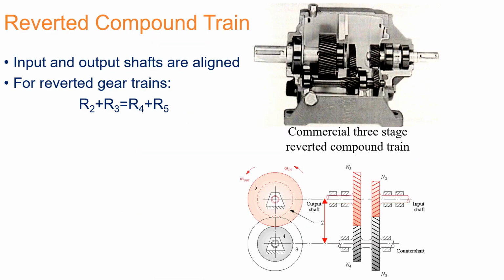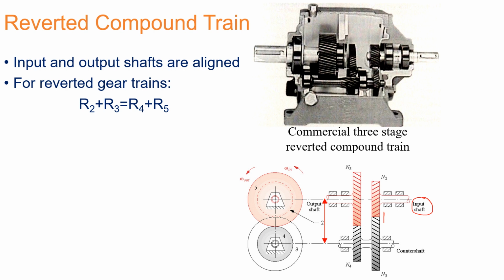Over here, you can see the reverted compound gear train. If I just start with the pictorial depiction of it, you can see over here the input shaft is shown in the lower diagram. The input shaft is structured in a sense that it provides the input from the user. And this is getting engaged over here with the counter shaft.